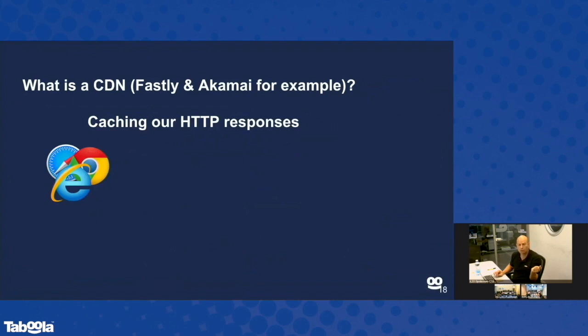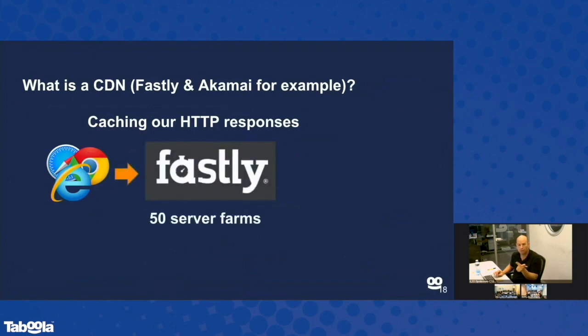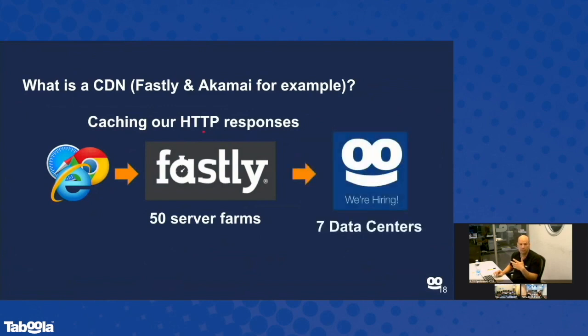So your HTTP request goes into Fastly. They have 50 sites, 50 server farms. And this request gets to our 7 data centers. In addition to this, the request information goes into Azure, right? So all the information that we see, Azure sees, Kusto sees. So we have a lot of information, and now it is accessible.